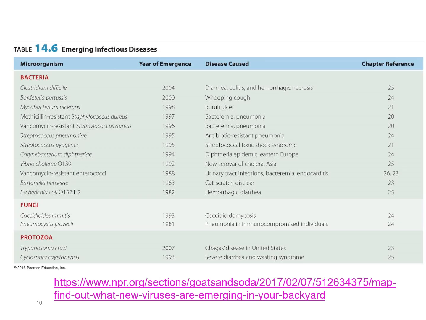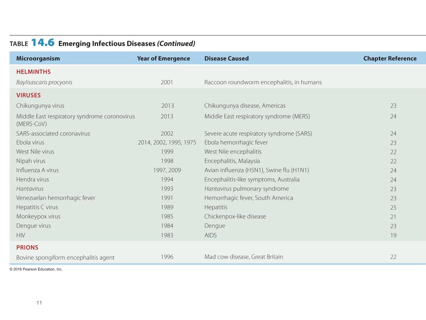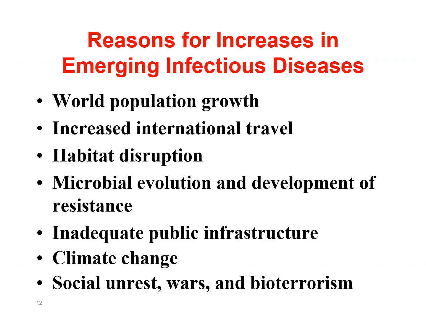Here's just a list of some emerging infectious diseases. You can read through that. You don't need to memorize them. There's many reasons for increases in the emerging infectious diseases that we're seeing. So make sure on the exam you're able to tell me two of these.